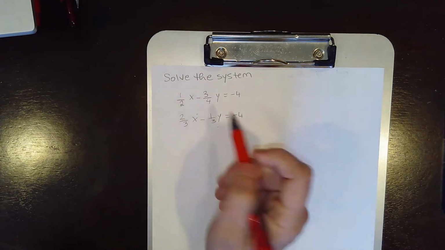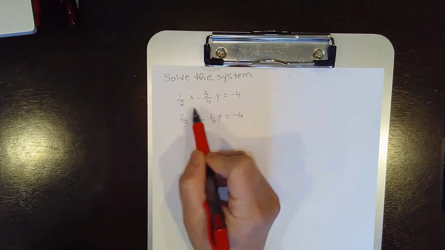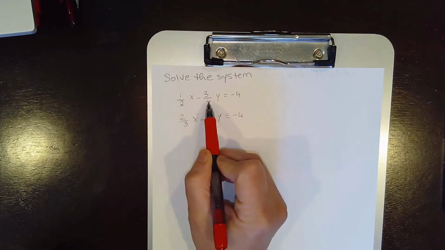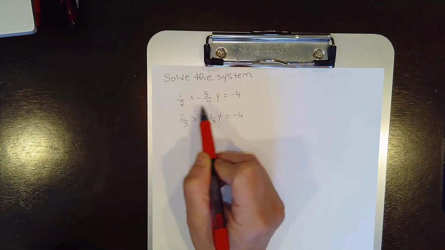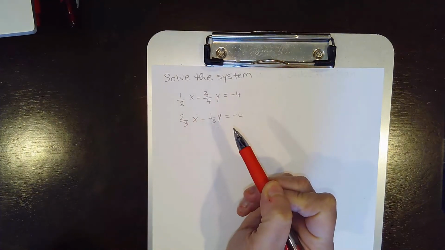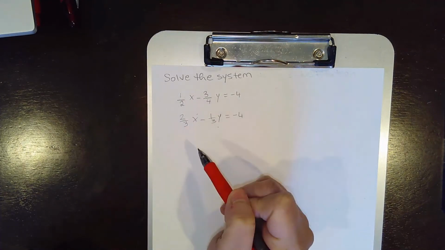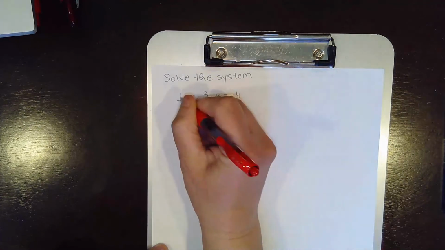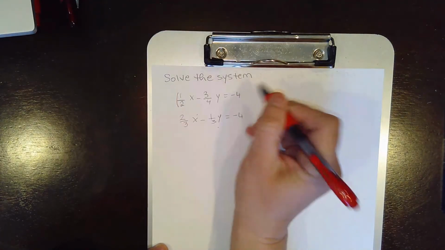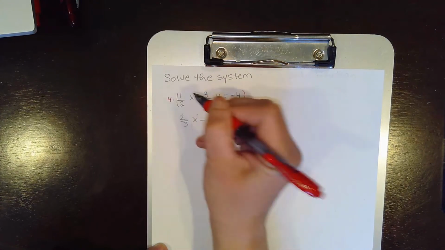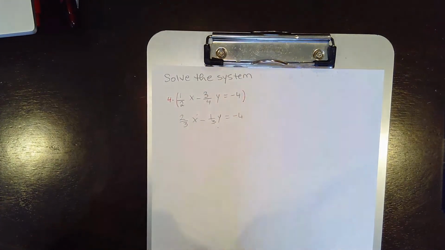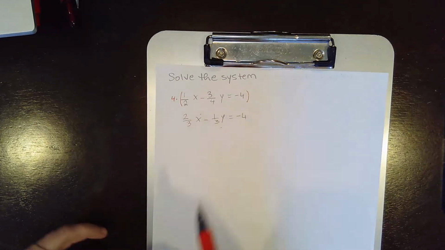So let's take a look at the first equation. We have 2 and 4 in the denominator. The LCM, the least common multiple of 2 and 4, is 4. So the LCD for the first equation is 4. So I would multiply each term by 4. We do this to get rid of the fractions, to get rid of the denominator.